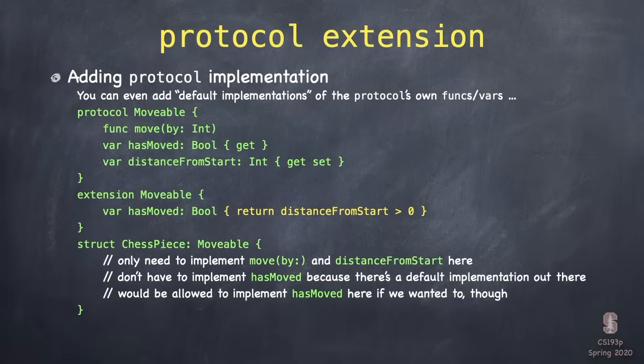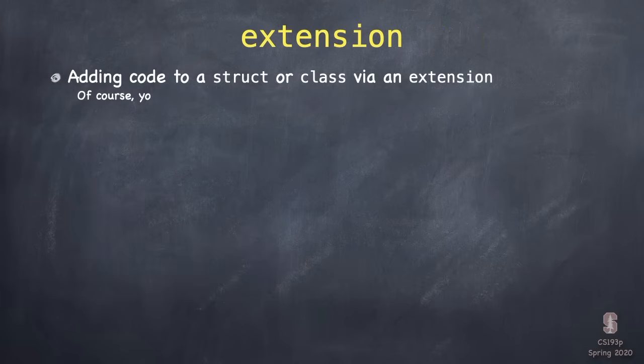So this makes it possible for me then to have a struct. I have one here called chess piece, which is a movable. You can move chess pieces. Chess piece does not need to implement has moved. If chess piece just implements move by and distance from start, then it will have successfully implemented movable because it'll pick up the default implementation from that extension right there. Now, if chess piece wanted to implement has moved itself, it could, but it doesn't have to because there's a default implementation for has moved in that extension.